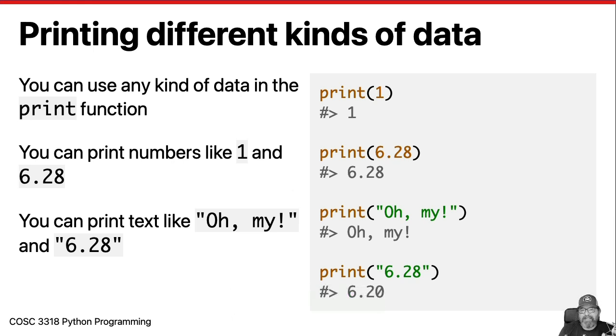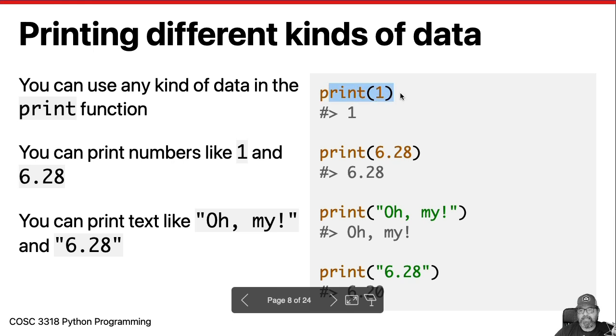So how do we print different kinds of data? We do exactly what we did before. We type the word print, that's the function name. We type the open parenthesis to say, hey, we're going to give you some data. Then we type the value we want to print. And then we type the close parenthesis.